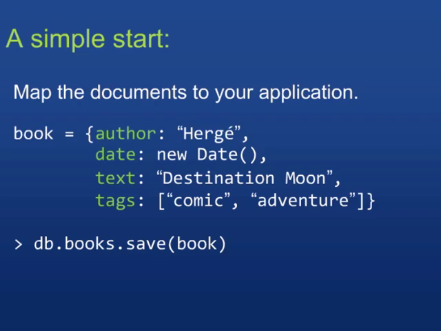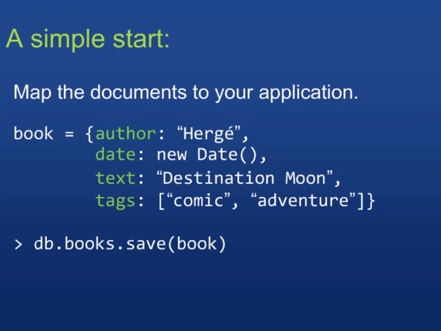Here, I'm creating a book object that has a bunch of attribute-value pairs. So we have an author, a date, text, and tags. Now, comparing this to a relational database, most of this looks pretty similar. The attributes here are similar to a column in a relational data store. The only difference is that instead of declaring the columns on the table, I'm just embedding these directly inside of the document. Now, I can say db.books.save and pass in this book object that I've just created.